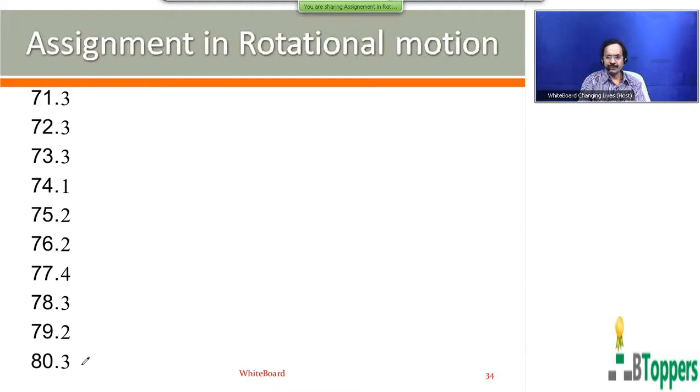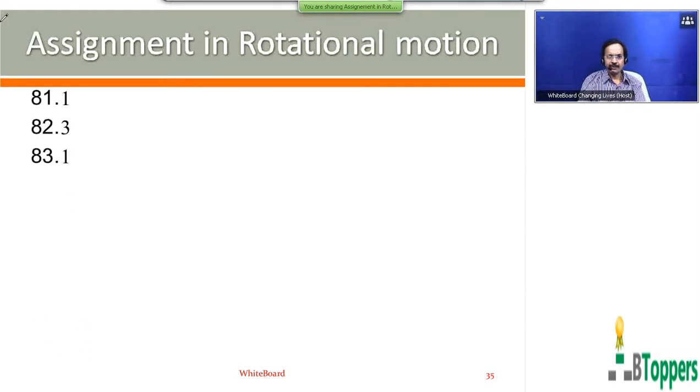Next, I am going to show you the answer for next 10 questions, 81 to 90. For question number 81, first option is answer. Question number 82, third option is answer. For 83, first option is answer. For 84, fourth option is answer. For 85, third option is answer. For 86, second option is answer. For 87, third option is answer.